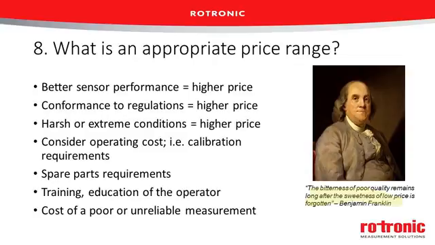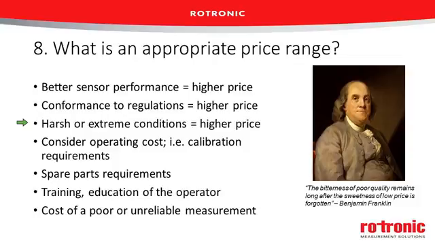Typically, when you're looking at an instrument, if you need better sensor performance, for example, lower uncertainty or accuracy if you prefer, you'll have a higher price. If you need to conform to regulations like 21 CFR Part 11, you'll probably pay a higher price. If you have harsh or extreme conditions, like from our last poll, if you're in very hot or very dry or very cold, or you're measuring in difficult gases, you'll have a higher price.